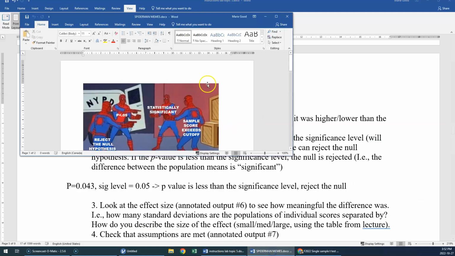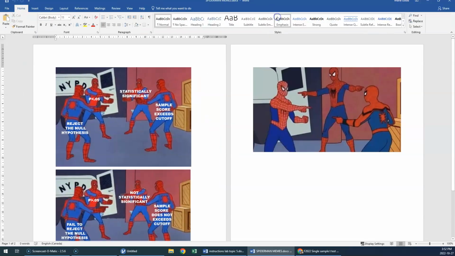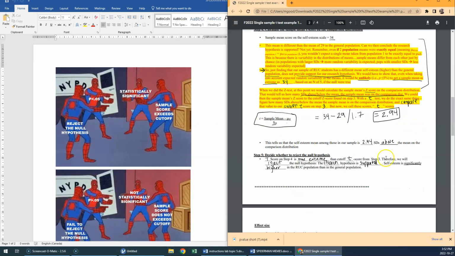And I want to remind you of the Spider-Men, where we said that if one of these is true, all of these must be true, right? So p is less than 0.05, less than your significance level. P is less than 0.05, then your results are statistically significant. The sample score exceeds the cutoff, reject the null hypothesis, right? And that's what we found in our example from lab, right?